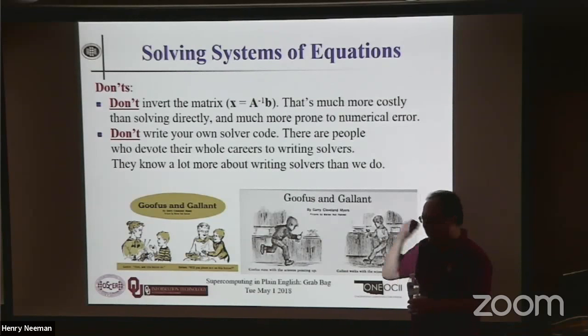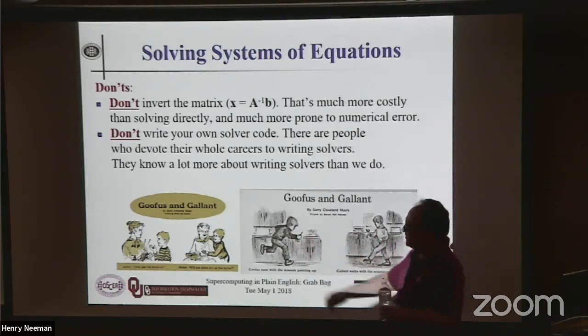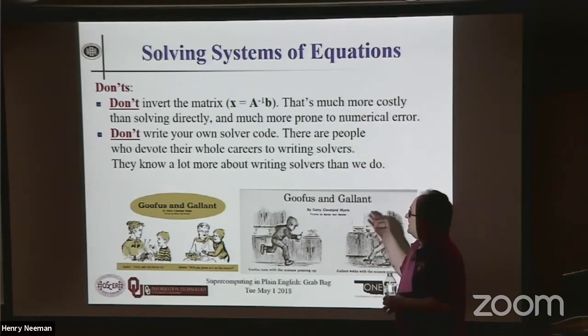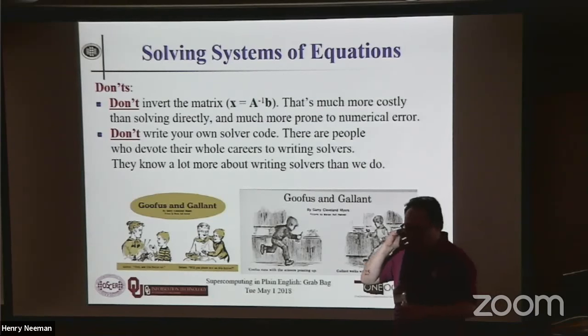And so I had occasion a few years ago when I was working through this talk, I thought GOOFUS and Gallant would be a really good way to capture the do's and don'ts concept, things to do and things to don't, right? When doing these kinds of calculations.